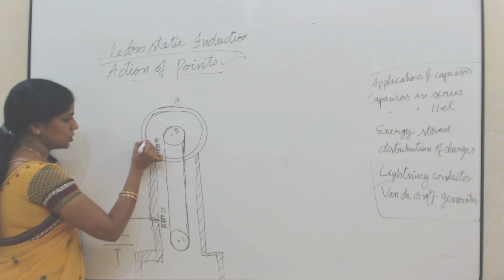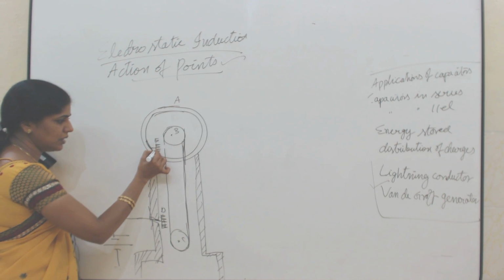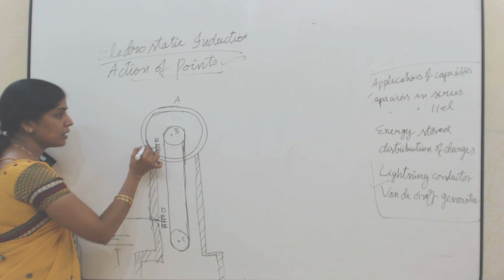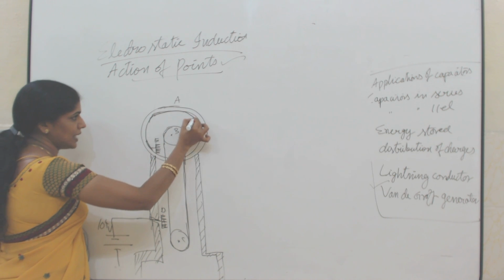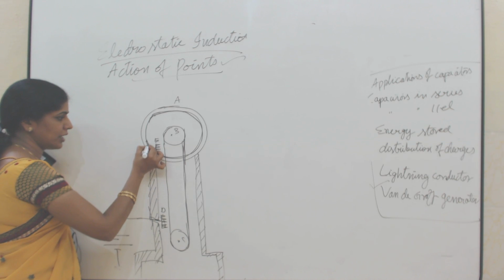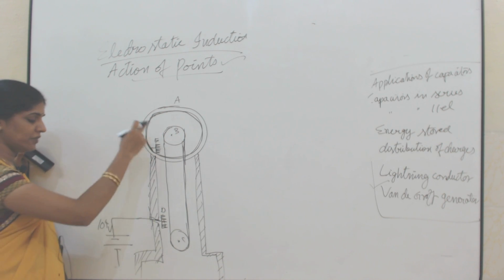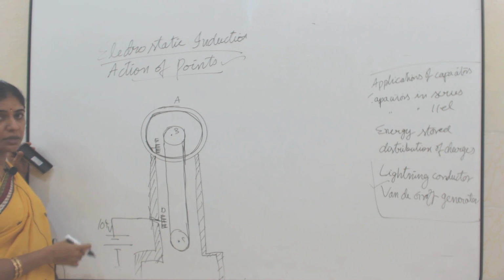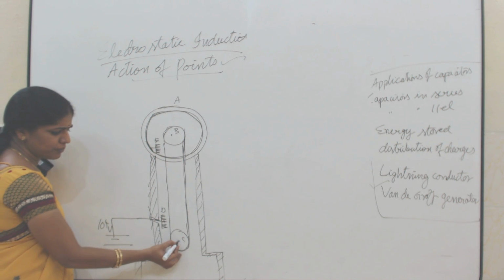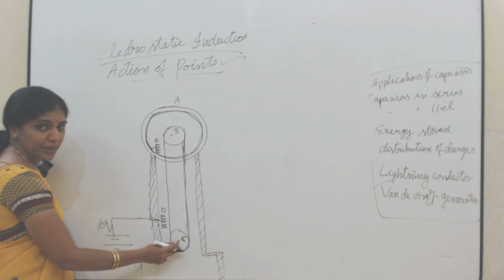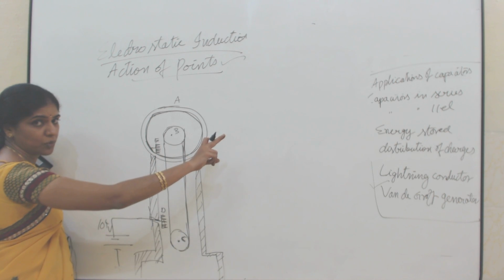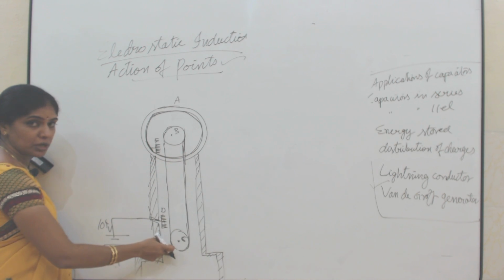So this comb shaped conductor E is connected to the inner end of the hollow metallic sphere. Let A be the hollow metallic sphere, and B and C be the two pulleys over which a belt made up of silk runs. The pulley C is run by an electric motor. It is connected to the electric motor. When the motor runs, this pulley also runs.